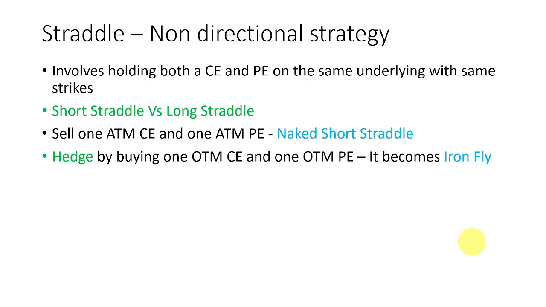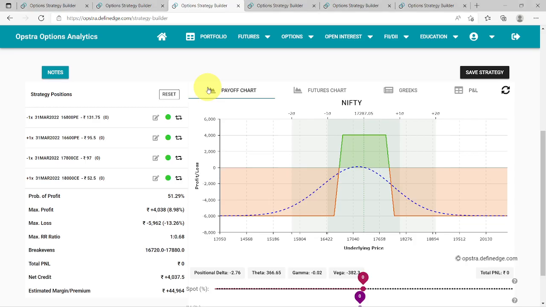Now, going to the next strategy, which is the straddle. Here the definition involves holding a call and a put option of the same underlying with the same strike price. For a strangle, you would have seen a different strike price. I'll show you the payoff graph for this again.